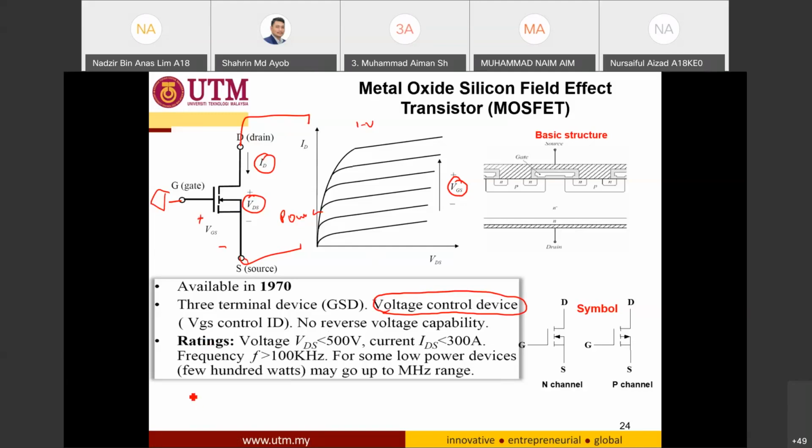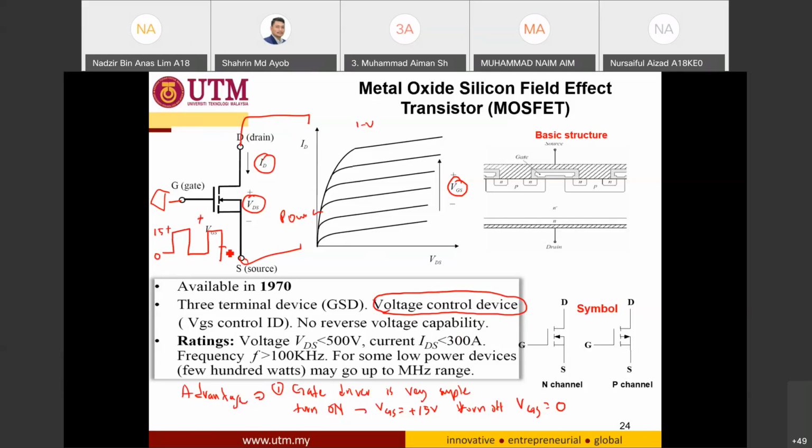Another advantage of MOSFET is that the gate driver is very simple. Why simple? Because to turn on, VGS needs to be around 15 volt, and to turn off, the VGS must be set to zero. So to turn on you apply VGS equal to 15 volt, to turn off just zero. This signal is just a square wave from 0 to 15 volt, so you can turn it on and off.